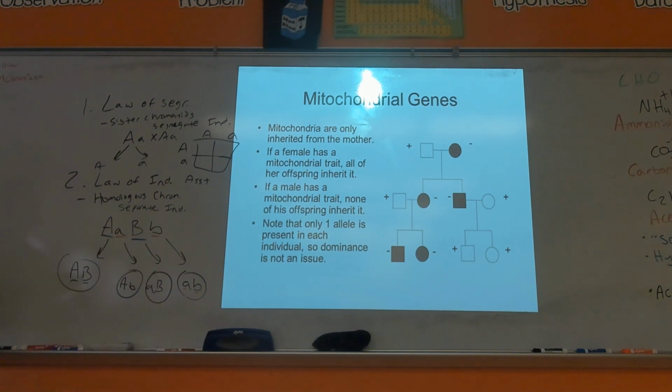So if the law of independent assortment did not happen, you'd only have these 2 possible gametes. But because they separate independently of each other, you have an equal likely chance of getting a combination of the 2 parents. That's what that's trying to say.